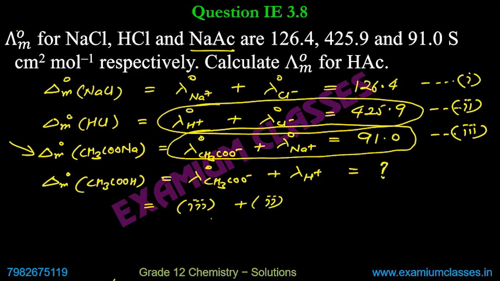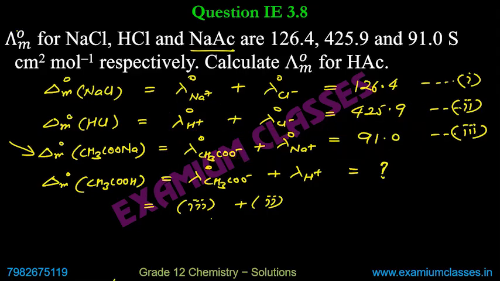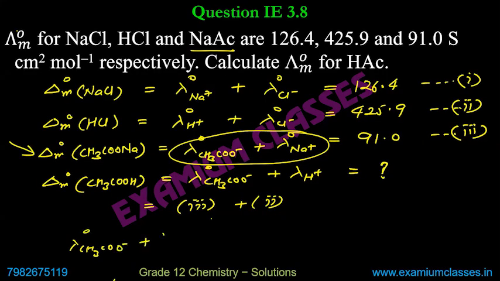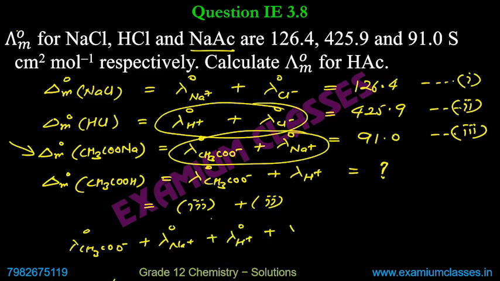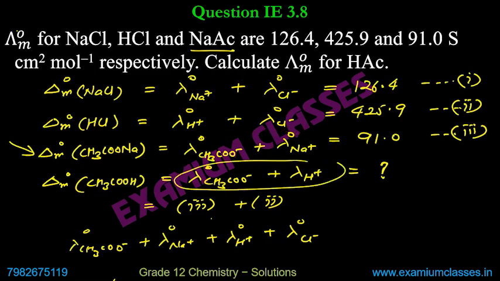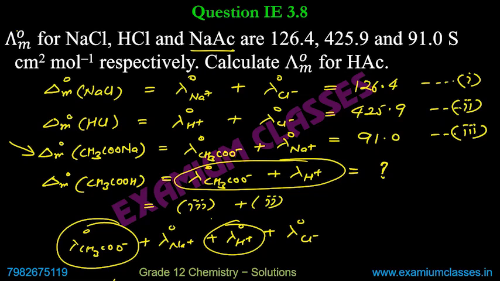But when you added these two, what did you get? When you added the third, you got lambda naught CH3COO minus plus lambda naught Na plus. And then you added this one, lambda naught H plus plus lambda naught Cl minus. It means these two are what you required, but you have Na plus and Cl minus extra.